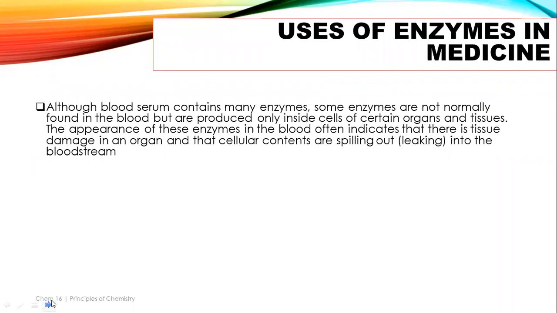So all the blood serum contains many enzymes. Some enzymes are not normally found in the blood, but are produced only inside the cells of certain organs and tissues. But the usual, of course, is in the blood. So the appearance of these enzymes in the blood often indicates that there is tissue damage in an organ and that cellular contents are spilling out or leaking into the bloodstream.